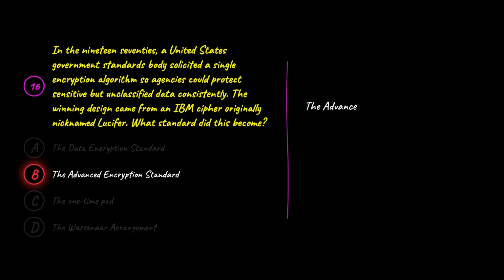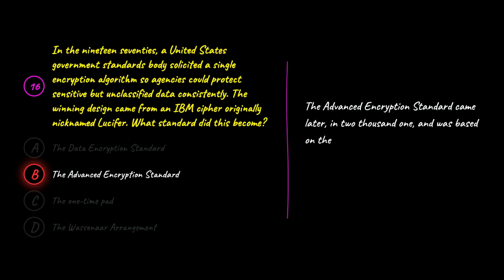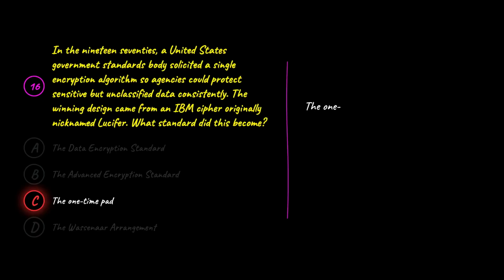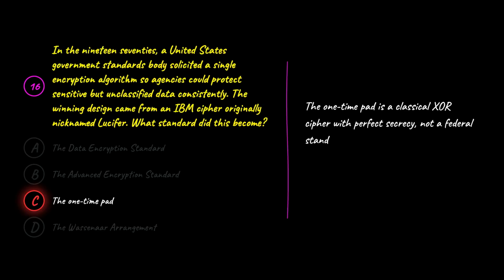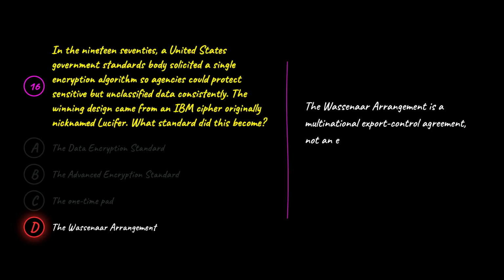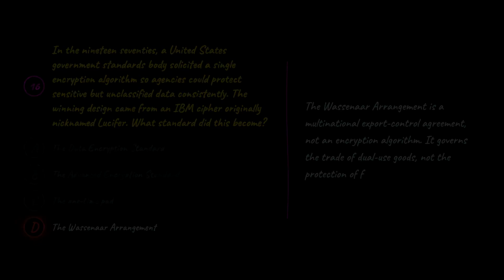B is wrong because the Advanced Encryption Standard came later, in 2001, and was based on the Rijndael algorithm rather than Lucifer. It replaced the aging Data Encryption Standard. C is wrong because the one-time pad is a classical XOR cipher with perfect secrecy, not a federal standard solicited from industry. It predates the 1970s standardization effort by decades. D is wrong because the Wassenaar Arrangement is a multinational export control agreement, not an encryption algorithm. It governs the trade of dual-use goods, not the protection of federal data.